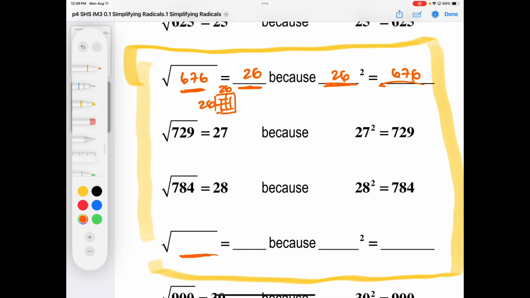841? You agree? What goes here? 29 squared is 841.